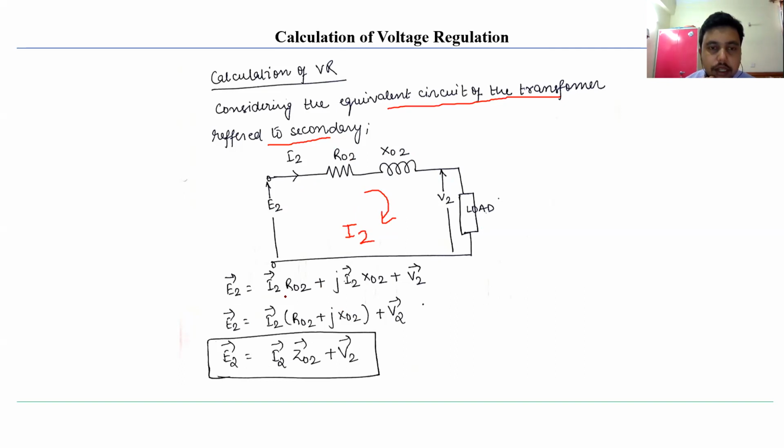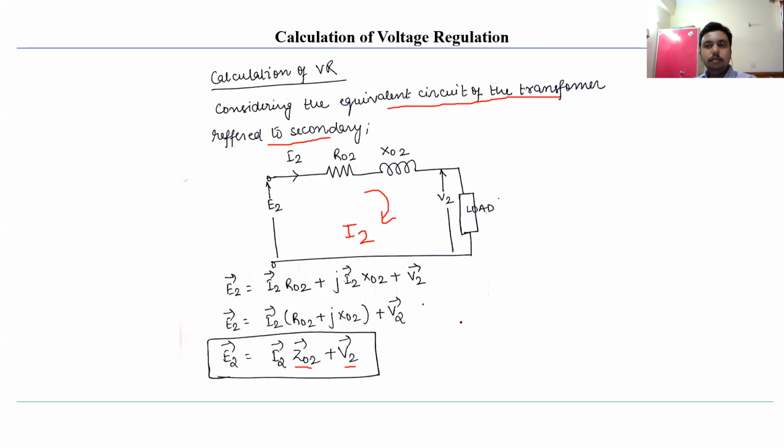E2 will be equal to I2 into R02 plus j I2 into X02 plus V2. The phasor summation can be written as: E2 is the phasor summation of the voltage drop across the secondary side impedance, that is Z02, and the voltage across the load terminal, that is V2.